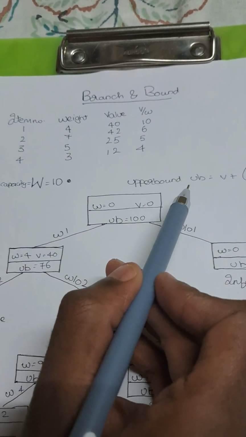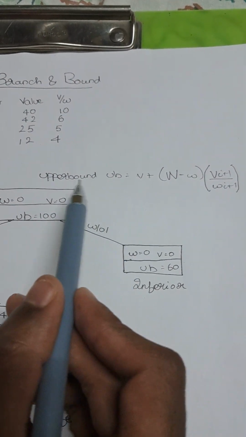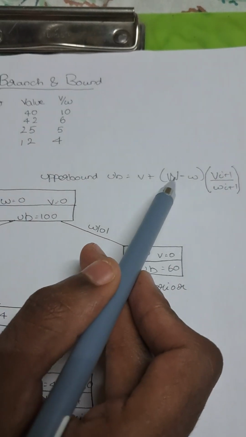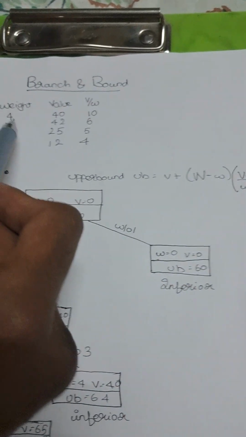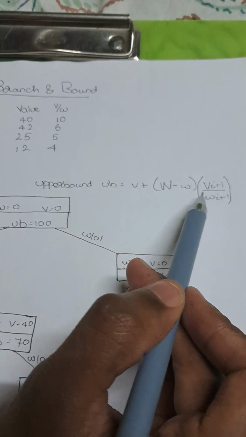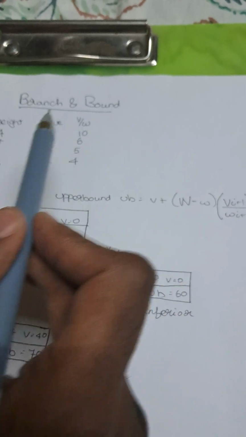So this is the important formula for calculating the optimal solution. Upper bound is equal to V, that is the value, plus W, which is the knapsack capacity, minus the small w, which is the weight of each item, into V(i+1) by W(i+1), the value by weight given here.